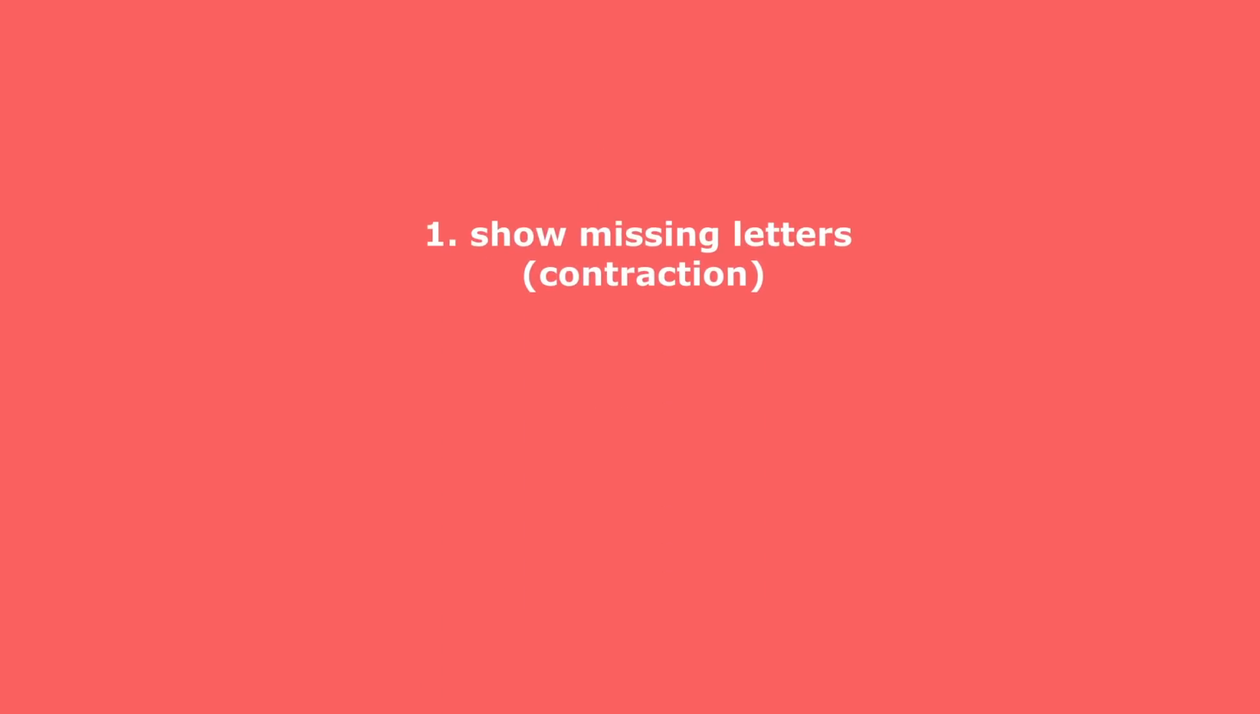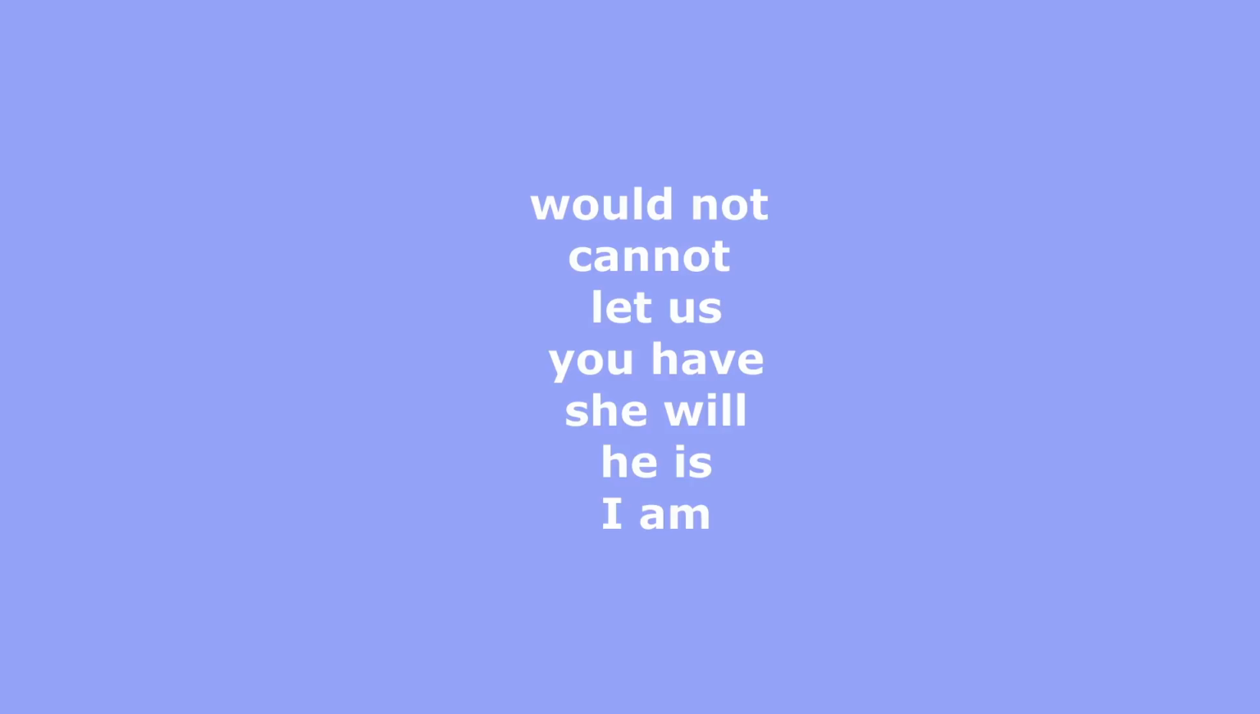Let's talk about two key uses of the apostrophe. 1. They show that letters are missing, officially known as a contraction. 2. They show ownership or possession. We'll look at contractions first. Here, the apostrophe stands in for missing letters in a word, or in several words that have been pushed together.